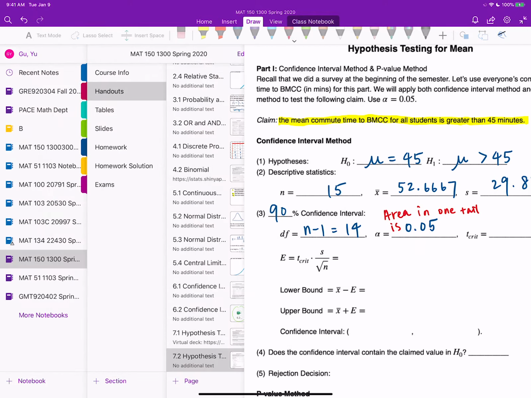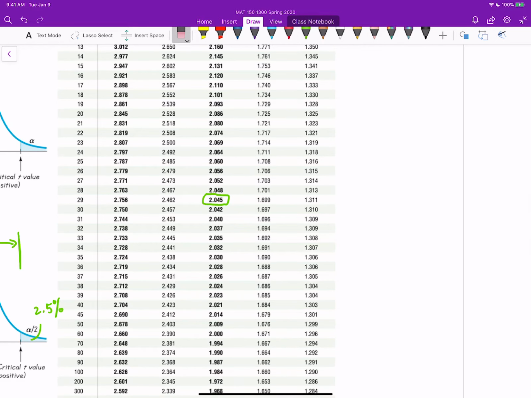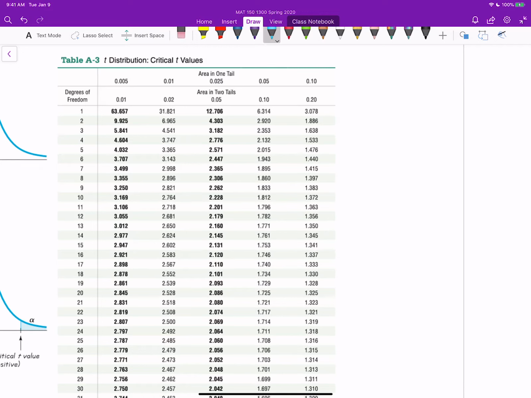Let's go to our t-table. Degree of freedom, let me get rid of these marks. Degree of freedom is 14, so it's this row right here. And then we're going to look at area in one tail, because we're doing a right tail test, not a two tail test, is 0.05, which is right here. And then you're going to check out the intersection of these two, which is right here, 1.761. So that is our critical value, 1.761. Let's go back to our handout.